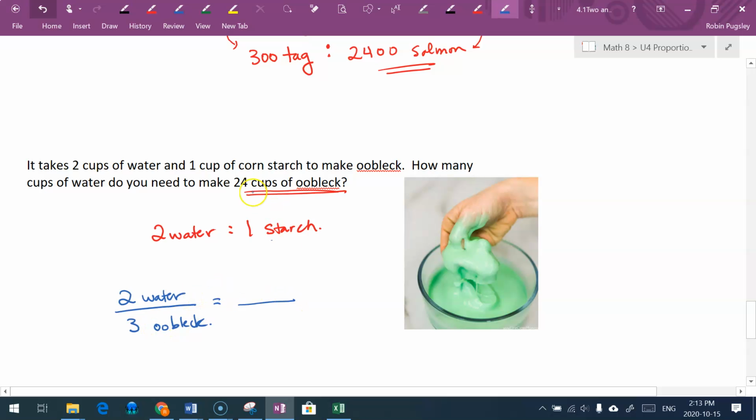And so now if I want to make 24 cups of oobleck, I need an equivalent ratio. I'm multiplying by 3 to get to 24, so I need to multiply by 3. I need 6 cups of water if I want to make 24 cups of oobleck. So we have to be careful that we don't just use the 1 and 2; sometimes we need to add them to get the total.